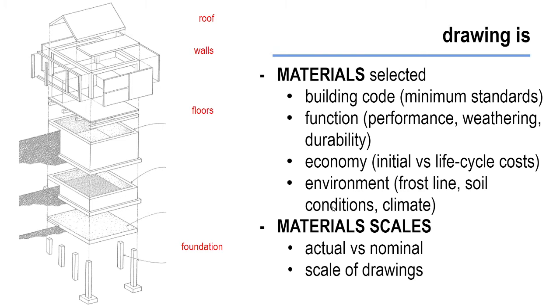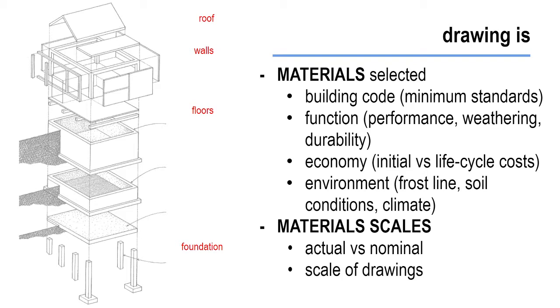Within all of these systems, we have different materials that we might use, and we would represent those through different hatch patterns, which is just our visual shorthand. But we would probably use abbreviations as well in notes and labels.